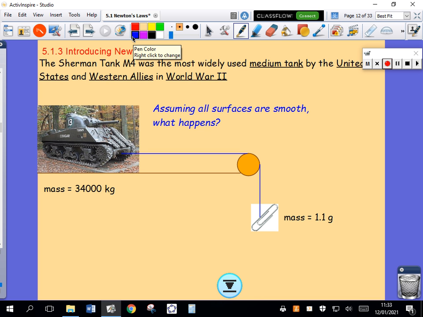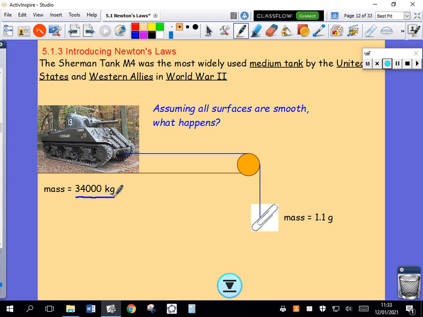Okay, so here we have a very dodgy, rough diagram, but what I have here is a flat surface, and sitting on this flat surface is a Sherman tank, and this Sherman tank is attached by a string which goes over a pulley, and hanging from the pulley is a paper clip. The Sherman tank has a mass of 34,000 kilograms, and the paper clip has a mass of 1.1 gram.